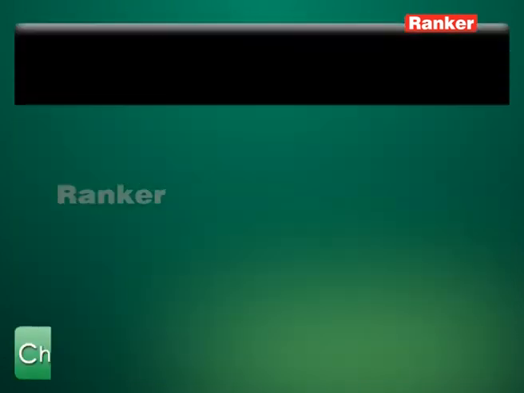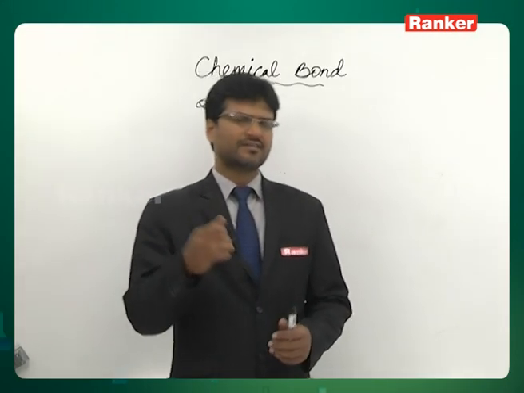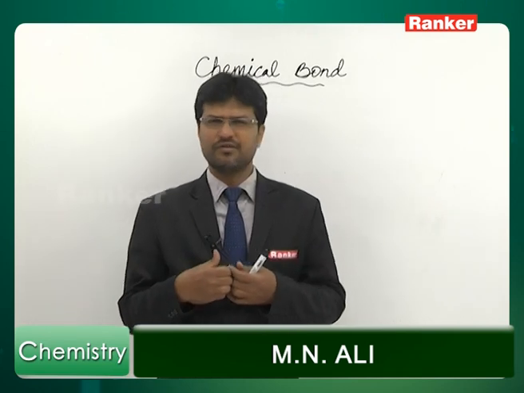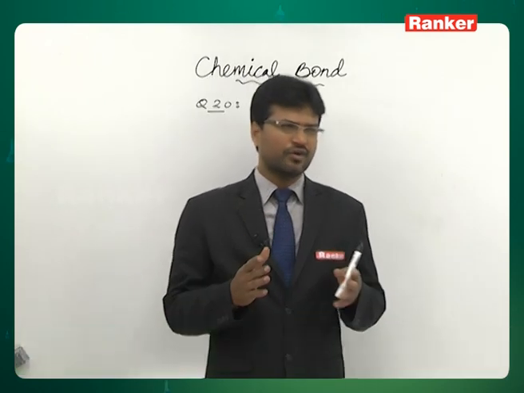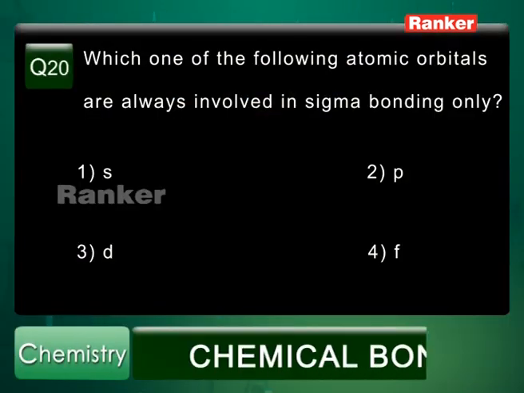Question number 20. Which one of the following atomic orbitals are always involved in sigma bonding only? First option S orbital, second option p orbital, third option d orbital, and fourth option is f orbital. And the correct answer is S orbital. Because of its spherical shape, it cannot undergo lateral overlap. It can undergo only end-on overlap. So S orbitals always form sigma bond. So the correct answer is first option.